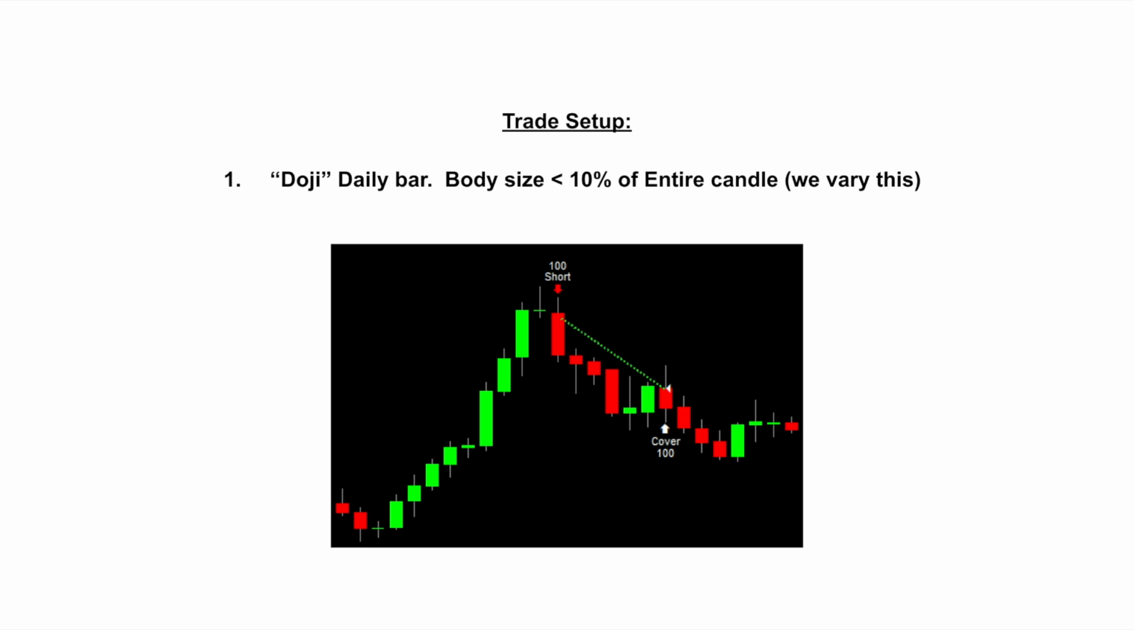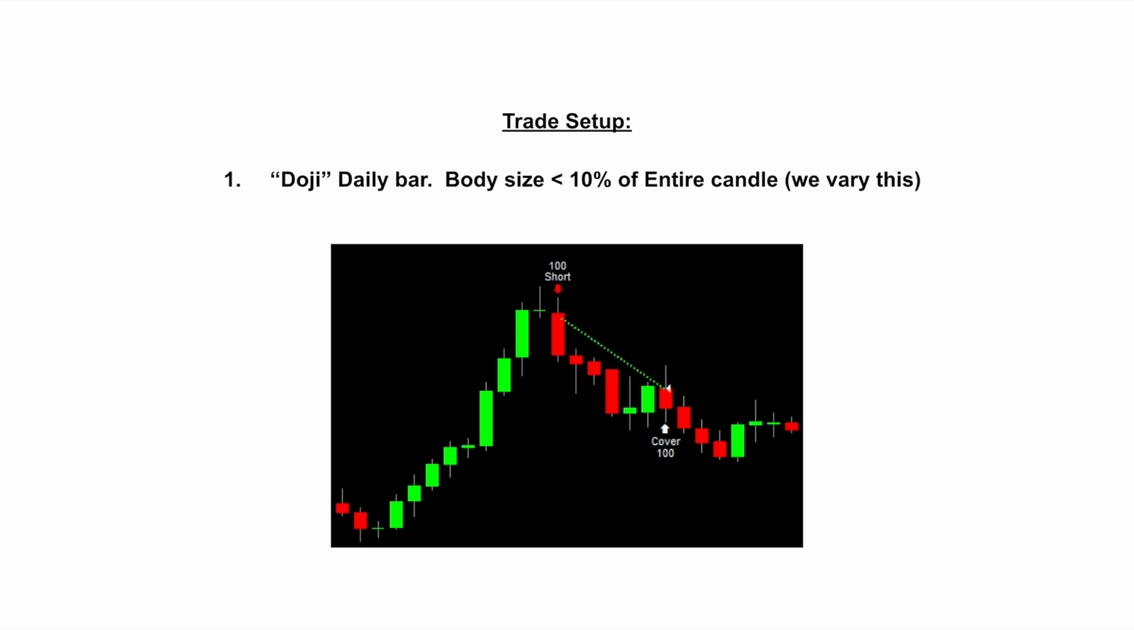Here we can see the trade setup. And we can see we've got a doji, a daily bar. So we are looking at the daily time frame here. And we can see that this green bar here is a doji. It has a body, which is the range or the distance between the closing price and the open price. For example, if we look here, we've got the close here and the open here, which is the body. We're not looking at the wicks, we're just looking at the body. So we want to see that the body is less than 10% of the entire range, which includes the wicks of the candle. And we're going to vary this. We're going to test whether that 10% is the best or not.